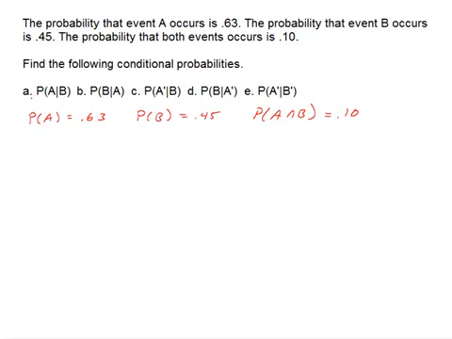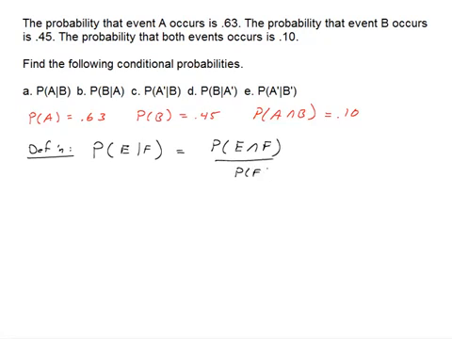So when we look at the first one, all we need is the definition of conditional probability. And I'm not going to put it in terms of A's and B's so we don't get confused here. So I'm going to say the probability of the event E, given that the event F has occurred, is the probability that E and F occurs over the probability of the given, so the probability of F.